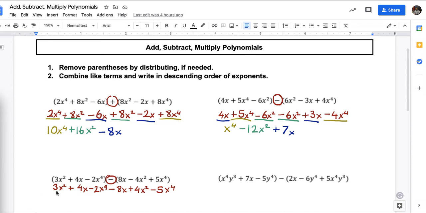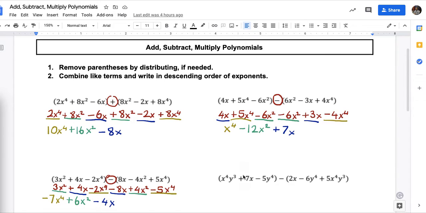Once again, we're going to combine like terms, largest first. We've got our two x to the 4s: negative 2x to the 4 and negative 5x to the 4 gives negative 7x to the 4. We've got a 3x squared and a 4x squared, which gives us 6x squared. And we have a 4x and a negative 8x, which gives us negative 4x.